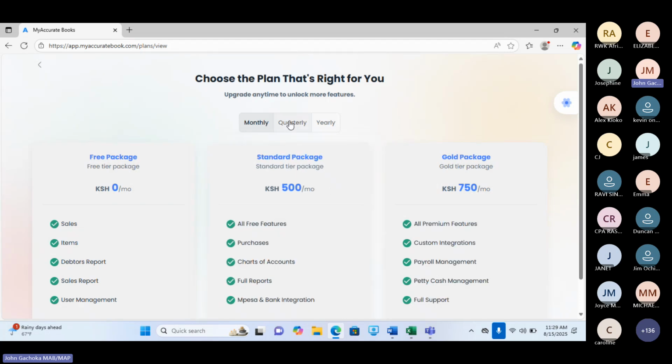When you sign up for the quarterly package under standard package, you'll pay 1,400 as investment or 2,200 under the gold package. And when you do it yearly, you'll only pay 5,500 shillings for the standard package, or 9,000 shillings for the gold package.